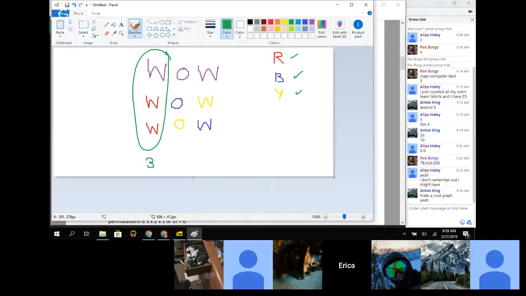For the O of wow, I've already picked a color for the first one. So for this one, there's only 2 choices that I have left. And then for the third letter, I've already picked the first 2, so there's only 1 choice left. So in this case, it's 3 times 2 times 1. There's 6 different ways that I could write the word wow. So there's 3 choices. 3 factorial is also 6.